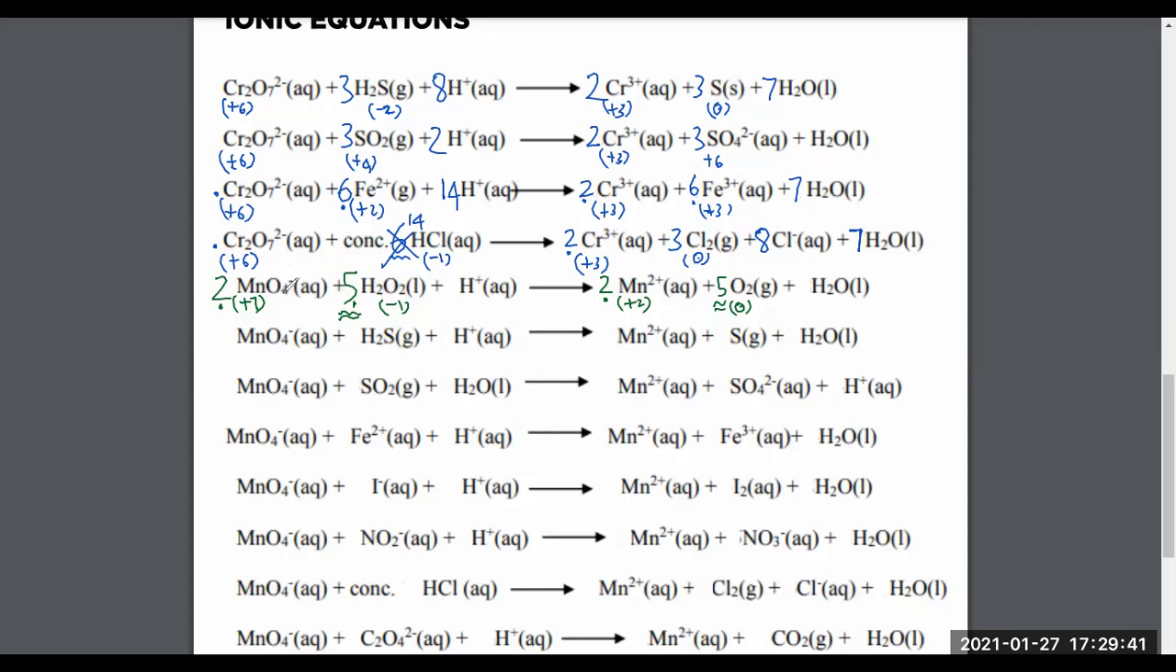This 8 must be balanced out by water. So I have to put 8. Then only water will be balanced. And then carefully count hydrogen atoms. On the left side, I already have 10. On the right side, I have 16 hydrogen atoms. I have 10 on the left side and 16 on the right, therefore I need to put a 6 here to balance hydrogen atoms. So 2, 5, 6, 2, 5, 8. That will be the answer.